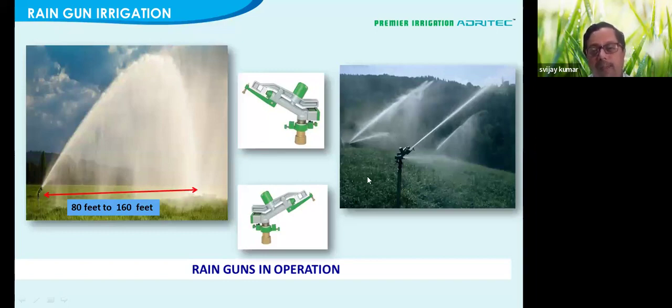This is another plot where it is installed for vegetables. These are the rain guns which are in operation. So basically I have tried to cover that a rain gun is nothing but a large volume sprinkler. Depending on how you want to make the design, everything is decided by the working hours and how much power is available, or whether you want to have a diesel engine pump set.